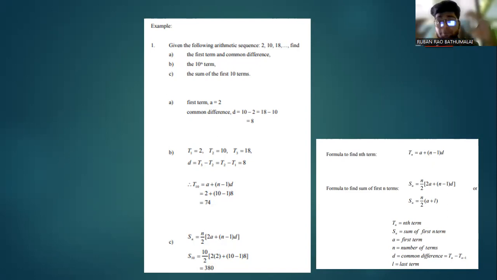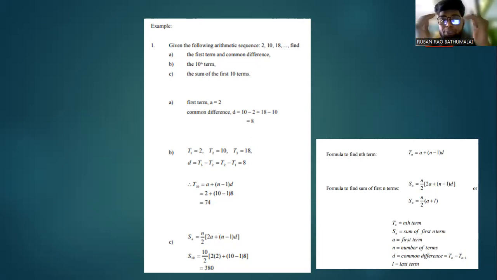First term, how can we define it? They already gave it: A equals 2. For the common difference, when you want to find it, you can refer to the formula below: T small n minus T small n minus 1. That is the formula. So the common difference D equals the second term minus the first term, 10 minus 2, which equals 8. That's very simple for A.